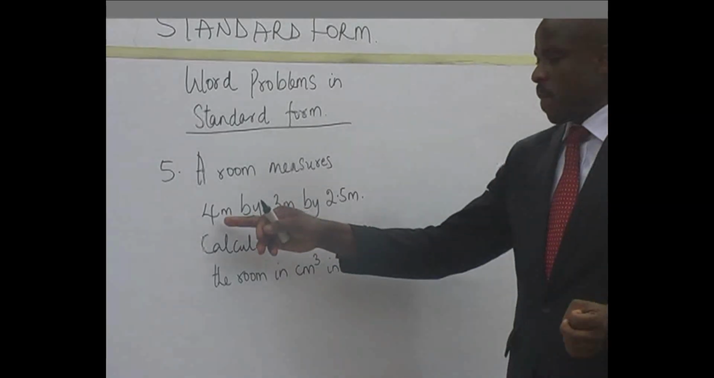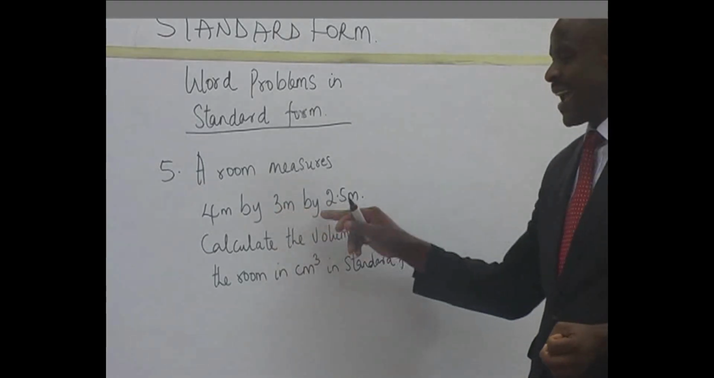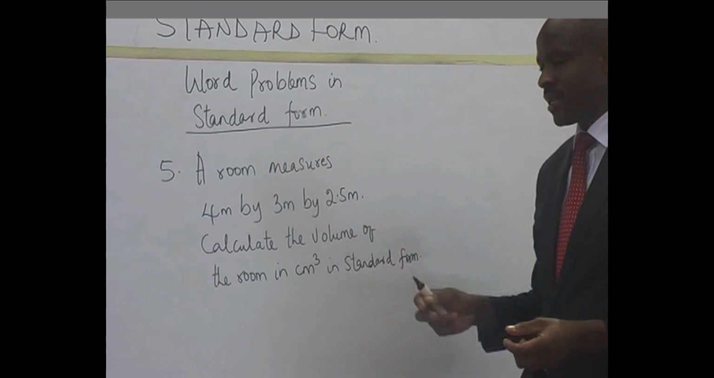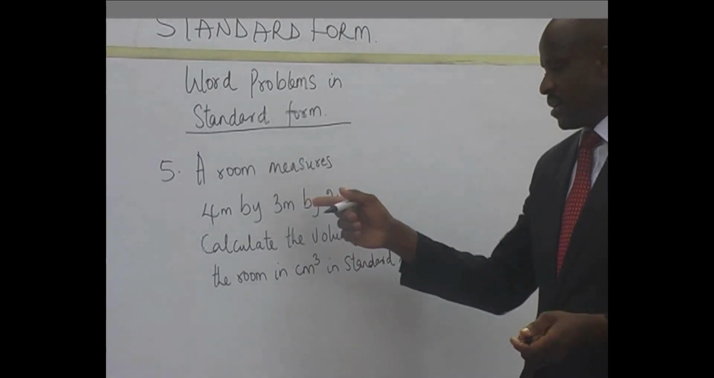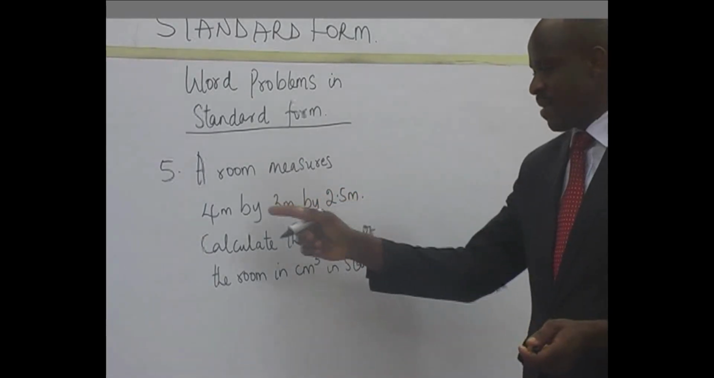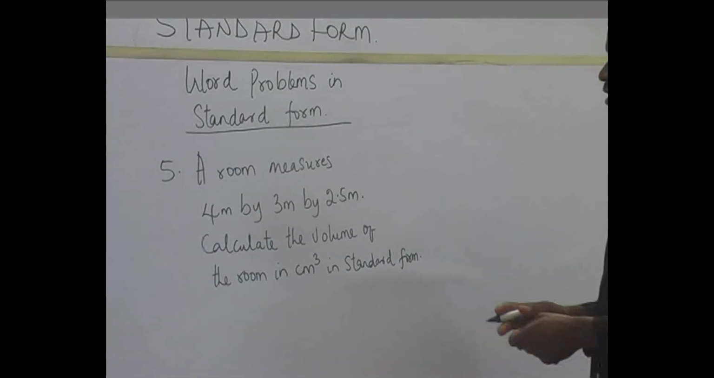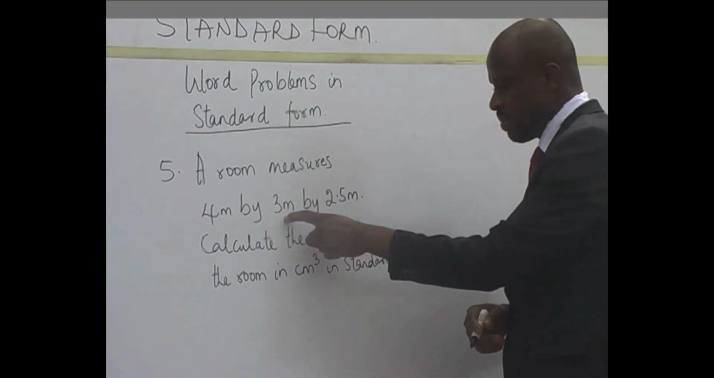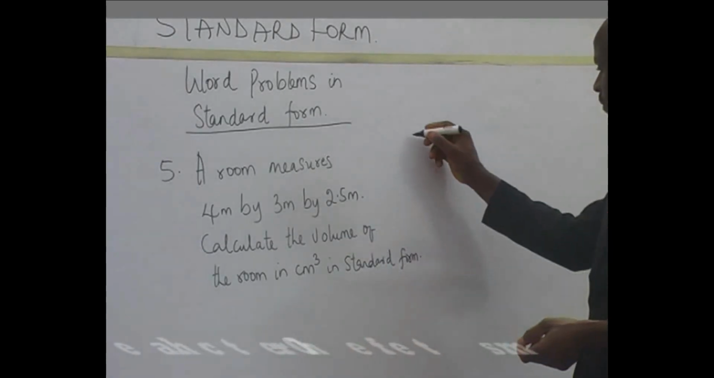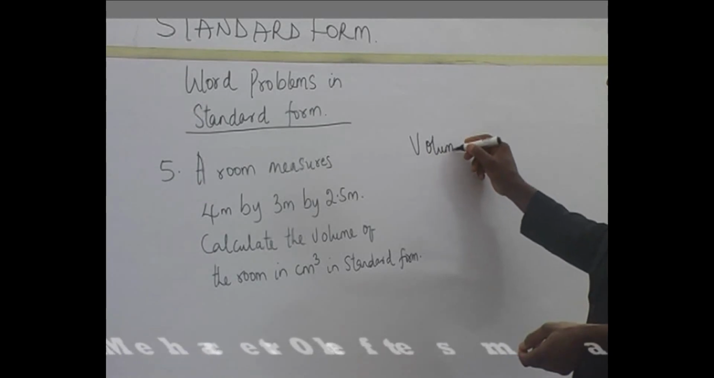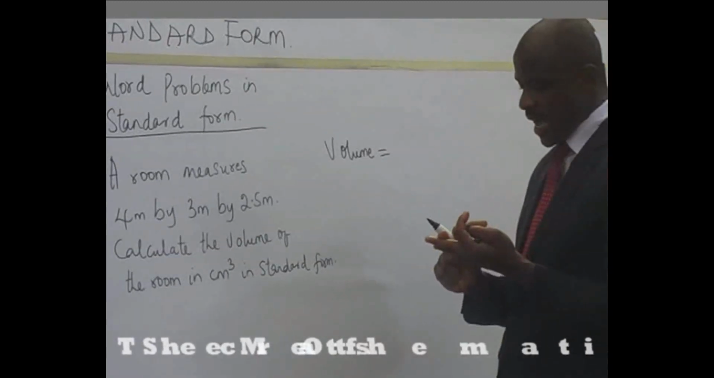What this means is that the length of the room is 4 meters, the breadth of the room is 3 meters, and the height is 2.5 meters. Or in any other way, this may be the breadth, this may be the height, this may be the width. Okay? Or this may be the length. If this is the breadth, this might be the height. Whichever way, volume, which the question is asking for, is calculated as the product of the length, the width, and the height.